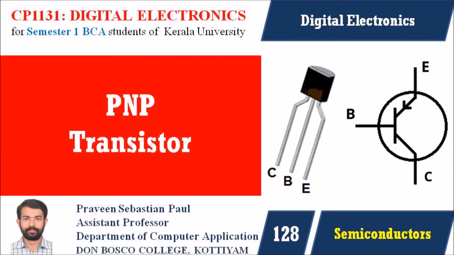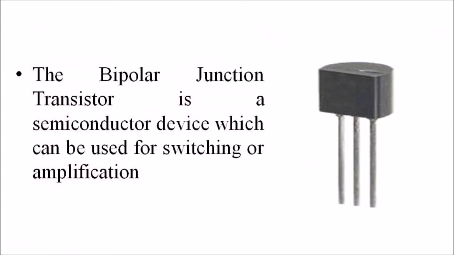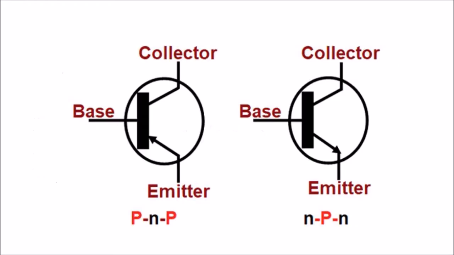In this lecture, we are discussing a PNP transistor type. In the previous lectures, we had mentioned what is a transistor. As we mentioned, bipolar junction transistors are used for amplification as well as switching purpose. Based upon the construction, these bipolar junction transistors are classified into two: they are NPN and PNP type transistor. Here in this lecture, we are discussing the PNP type transistor.